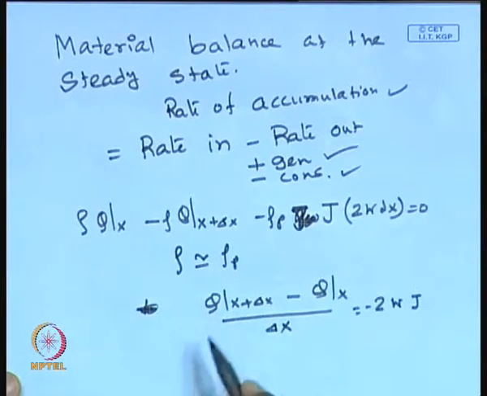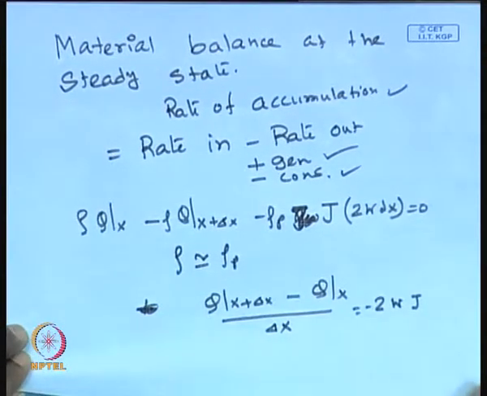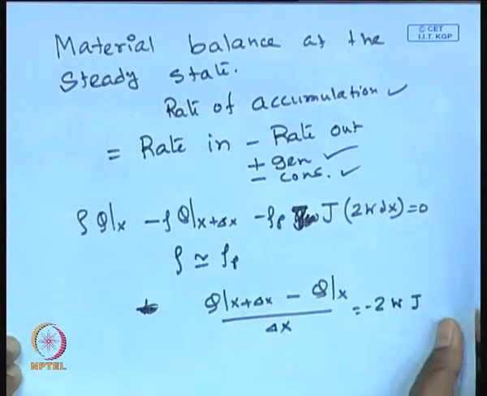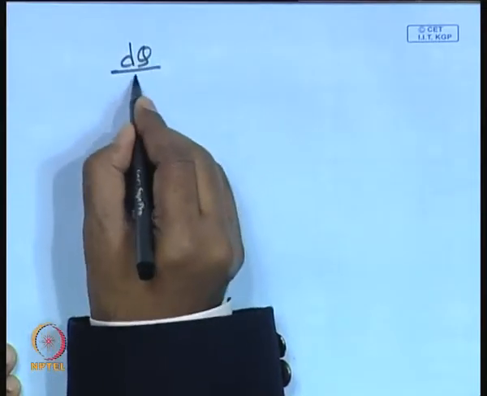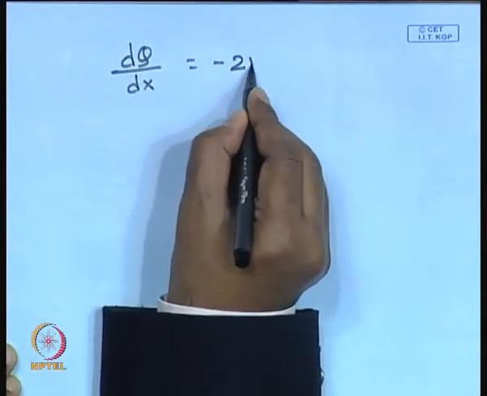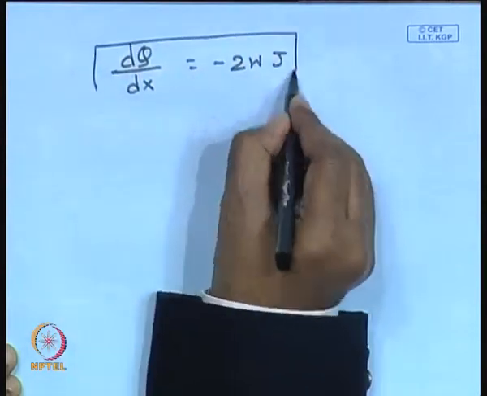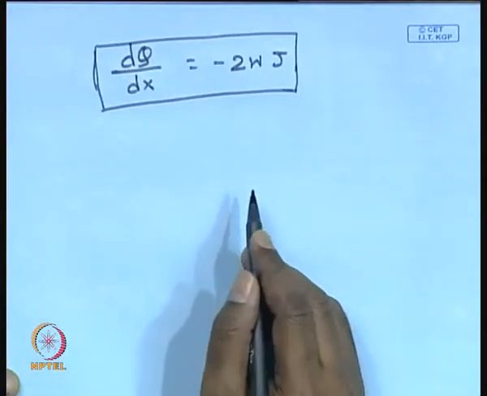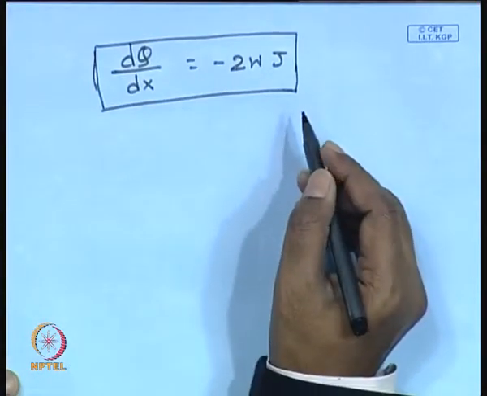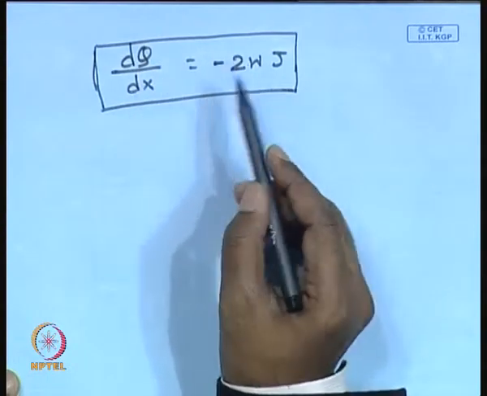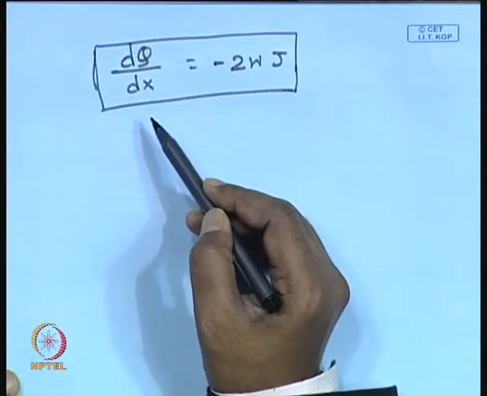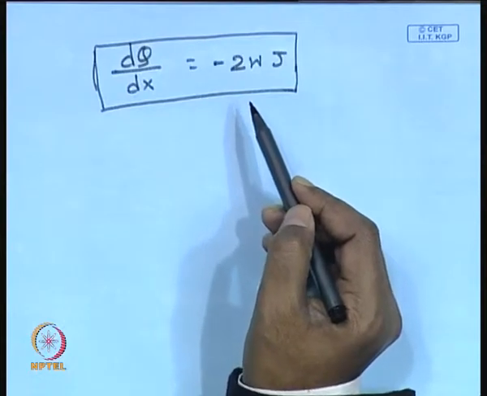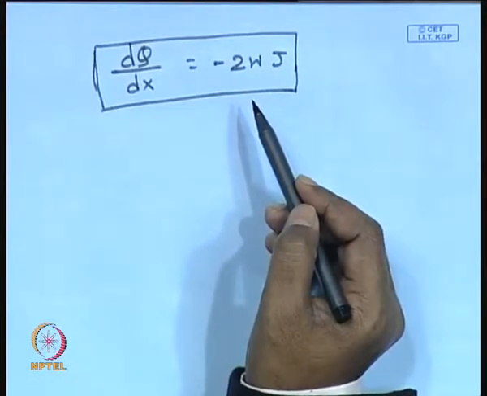So, what is this? The left hand side is nothing but dq dx, right. So, we get the governing equation of flow rate as a function of x, how it is changing. So, dq dx is nothing but minus 2 w j. That is the governing equation of the flow rate as a function of x. The negative sign means the flow rate will be decreasing as you go along x. Why will it be decreasing? Because you are extracting some of the material out of it.